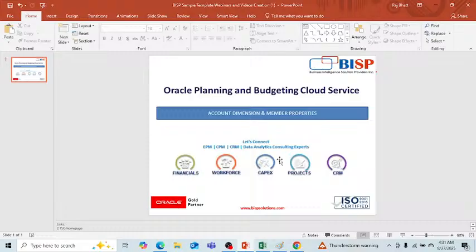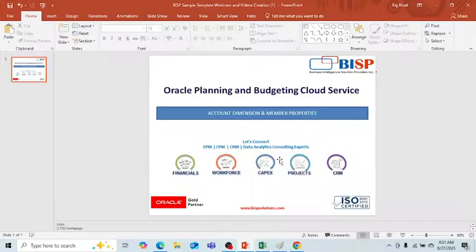This is Raj Bhatt, and today, over the next hour, we are going to dive into one of the most fundamental aspects of a PBCS application, that is the account dimension. The account dimension is the cornerstone of your financial data model. Without a properly configured account dimension, your reports will be wrong, your calculations will fail, and your planning process will be a mess. Today, we will learn how to build this foundation correctly.